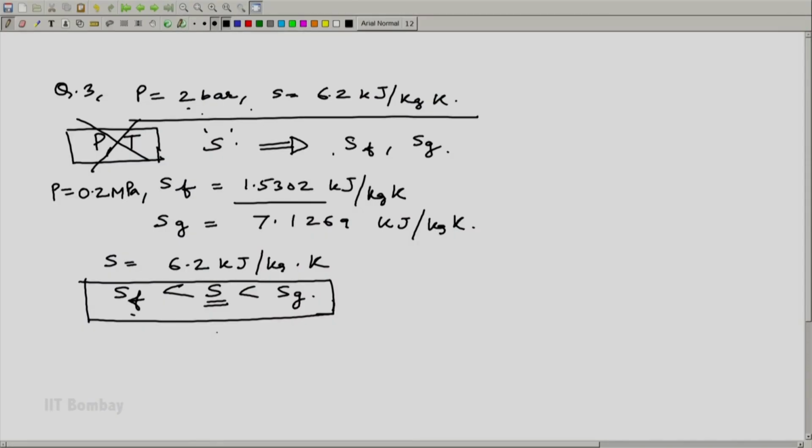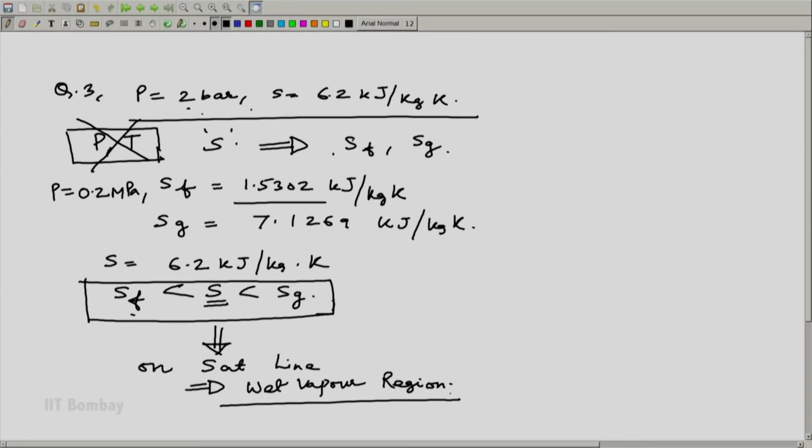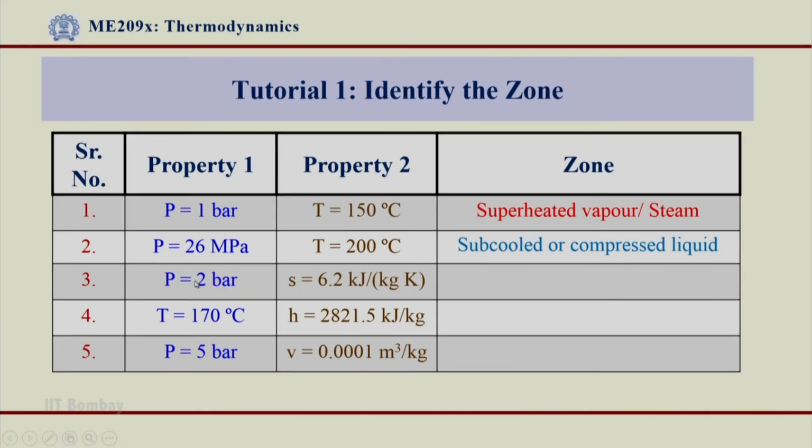Coming back, therefore I can conclude that we are on the saturation line, or we can say that we are in the wet vapor region. So the third problem that we solved is P is equal to 2 bar, S is equal to 6.2 kilojoule per kg Kelvin. This is on the LV saturation line or wet steam, whatever you want to write. You can write even two phase region where liquid and vapor stay together, but normally the region could be on a saturation line and wet steam or two phase, all are correct.